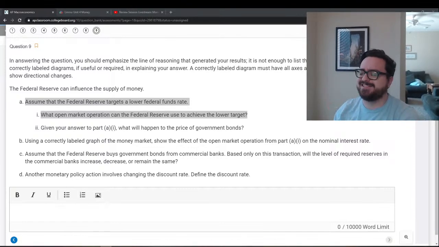You can also think of this as, since the government is buying more bonds, the demand for bonds is going up, which would make its price rise. That's an easy way to think about it.